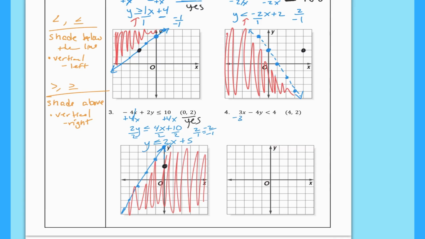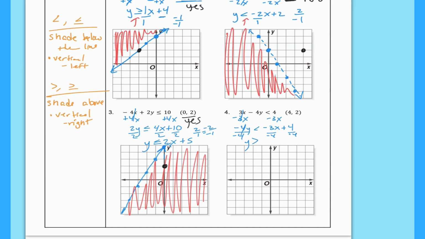Again, rewrite in slope-intercept form. So minus 3x from both sides. Don't forget to bring that minus sign down with that 4y. And that's going to be negative 3x and a positive 4. Then we're going to divide both sides by negative 4. And because we divided by a negative, I remember way back to chapter 2, if we multiply or divide by a negative, we have to flip our inequality sign. So instead of less than, it's now going to be greater than.